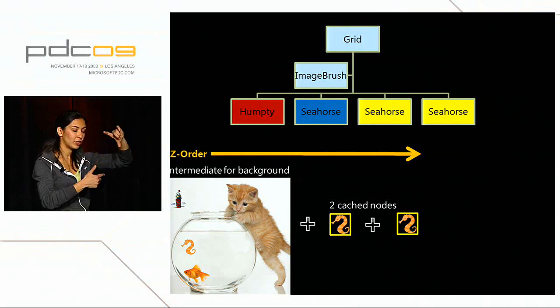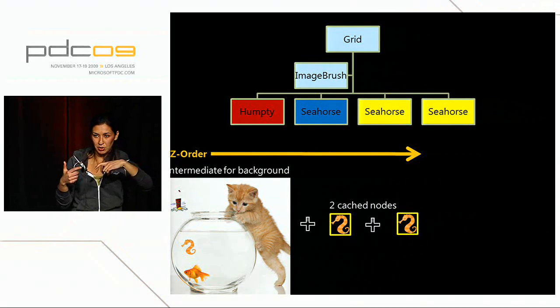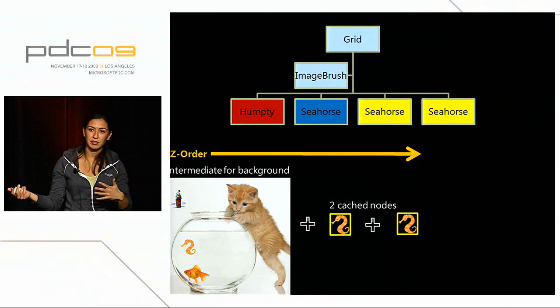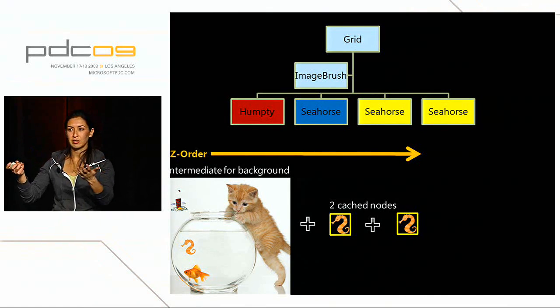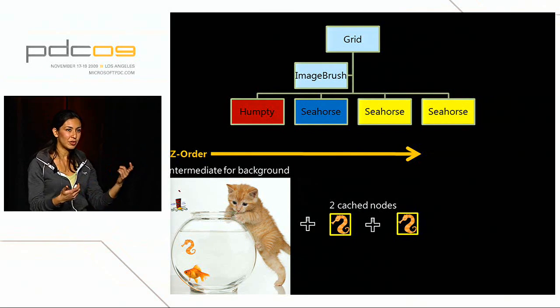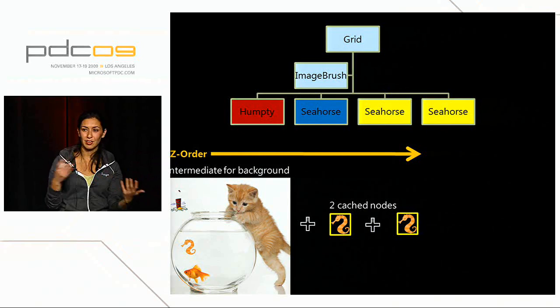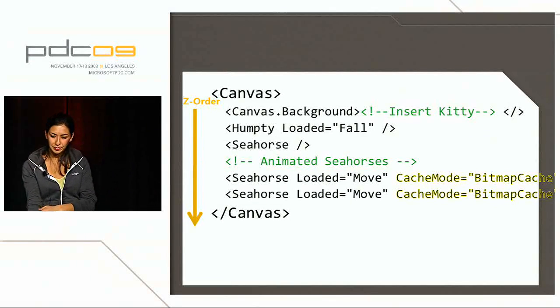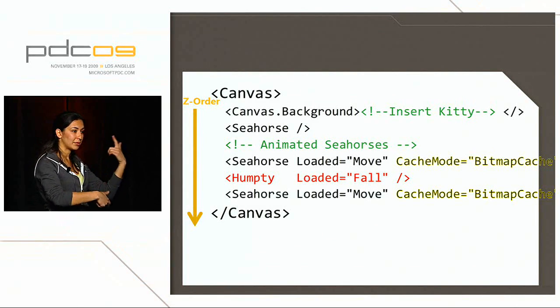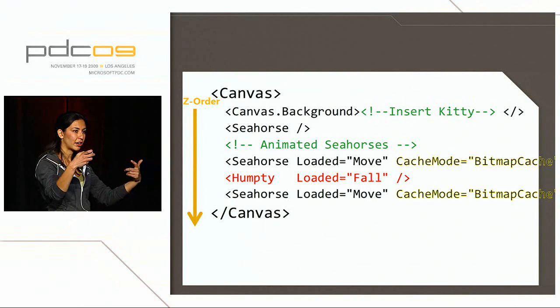And then you have the two cache nodes that you give to the GPU, and you say, here's the instructions on where to render. And then the GPU takes all three surfaces and blends them together and presents to the screen. And that's why it can do those blending, and it can do those translations a lot faster than the CPU.